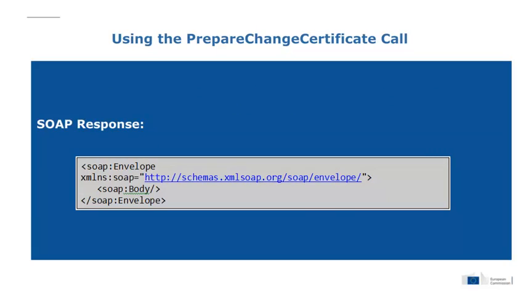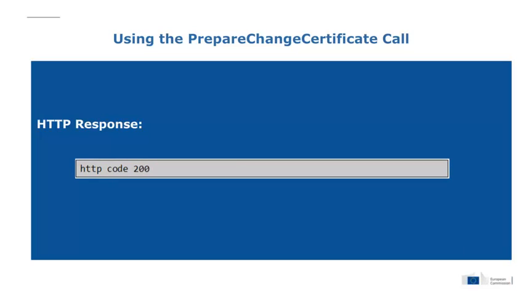The next step would be to execute the SOAP request. As you see here, the SOAP response that you receive upon successful execution of the SOAP request would be as follows. For your information, the HTTP response would be an HTTP code 200.